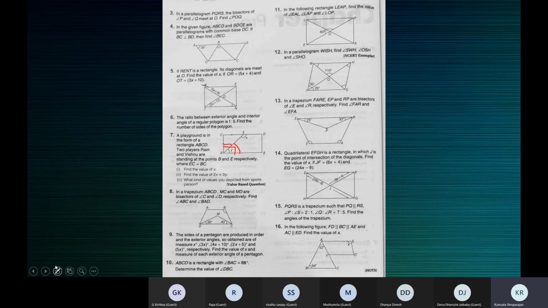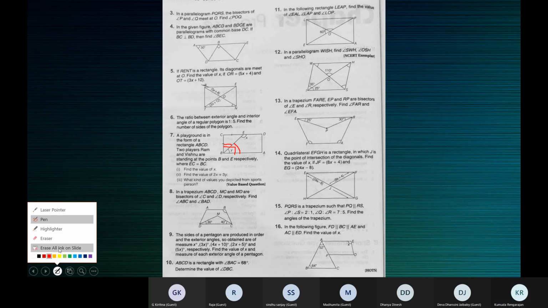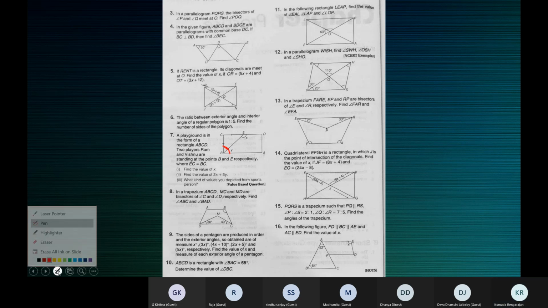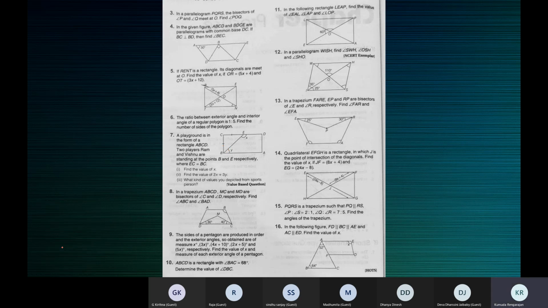How to present the answer? You must say y plus 45 is equal to 90. So y is equal to 90 minus 45, which is 45.